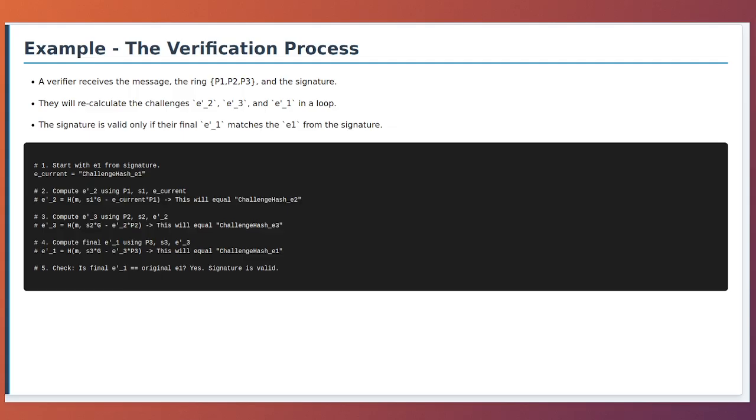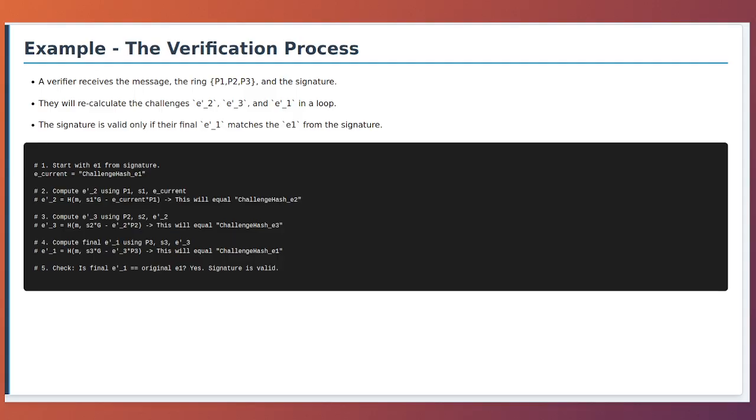Example: the verification process. Now, a verifier receives the message, the ring of public keys P1, P2, P3, and the signature we just created. The verifier's job is to confirm that the loop is closed. They do not know that Alice is the signer. They start with the E1 from the signature. Using S1 and P1, they compute their own version of the next challenge, E2. Then, using this E2, S2, and P2, they compute E3. Finally, using E3, S3, and P3, they compute their version of the first challenge, E1.